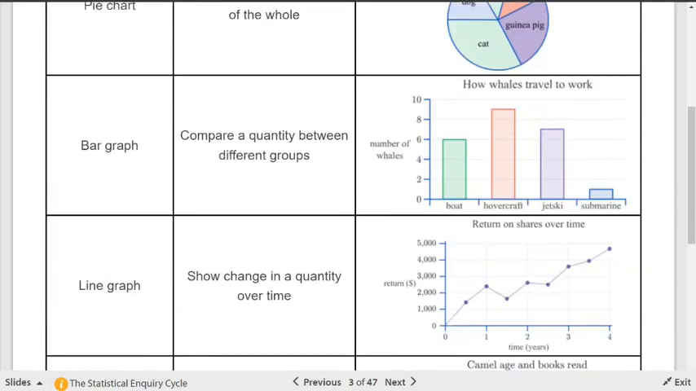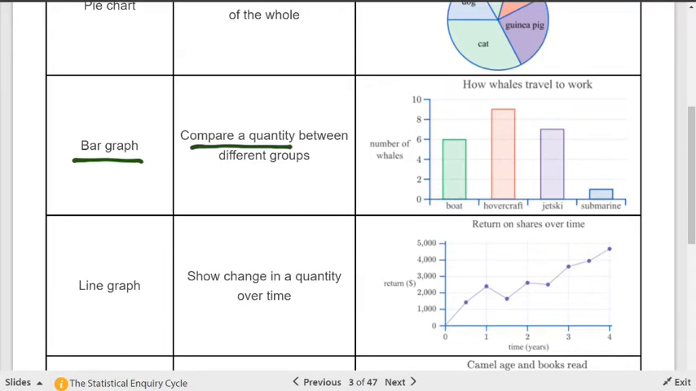Bar graphs, one of the most common types of graphs you're going to see, are good at comparing quantities. Right? Because remember that the height of the bar tells you how many of something you have. And so it's really easy to look at a glance. In this case, you just look at a glance at how whales travel to work. Well, you don't need to write it all down. If I was going to write this, I would write bar graph compares quantities.